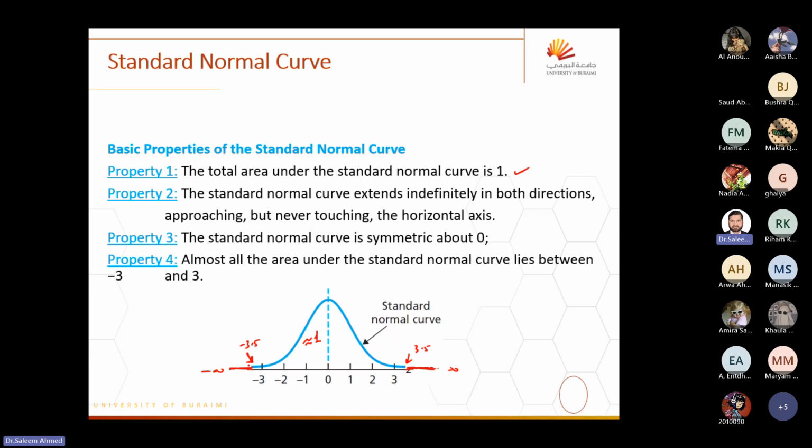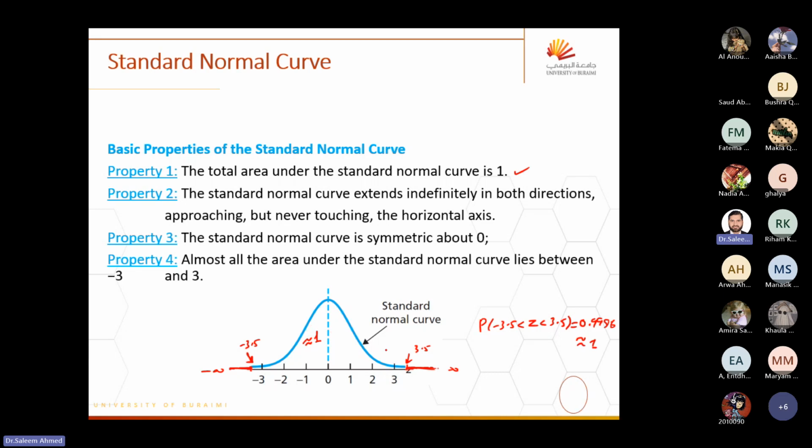So almost all the area is between minus 3.5 and 3.5. I think almost 0.999 of the area is there, 99.96 or something like that. So see, almost 1.